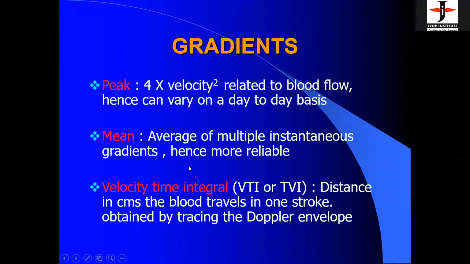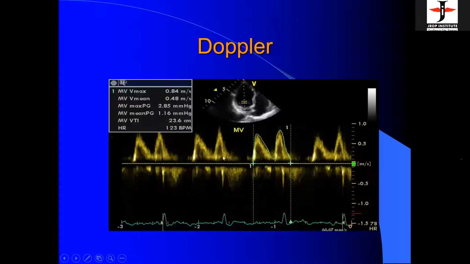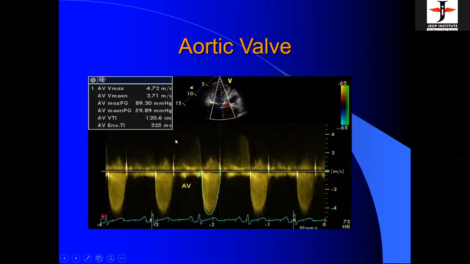So average is mean. So if somebody asks you, how will you take a mean gradient? Say we'll trace the Doppler envelope. For example, here you see, this is the mitral wall. We have traced the mitral wall both in the E and the A portion, and you get the whole velocity, peak and mean gradients. So if you would have taken only this, not traced it, you would have got only the peak velocity. But the mean gradients are when you trace the Doppler envelope, then you get all the measurements also, and that is important in valvular heart disease.